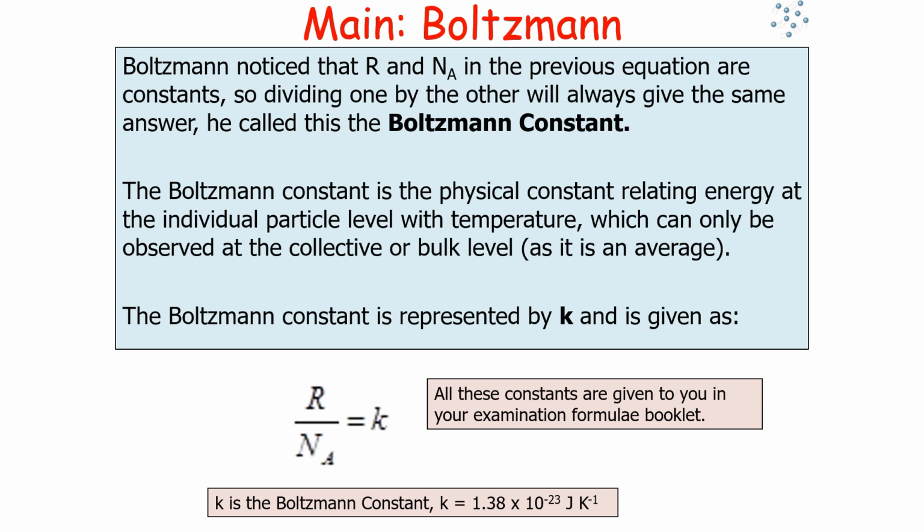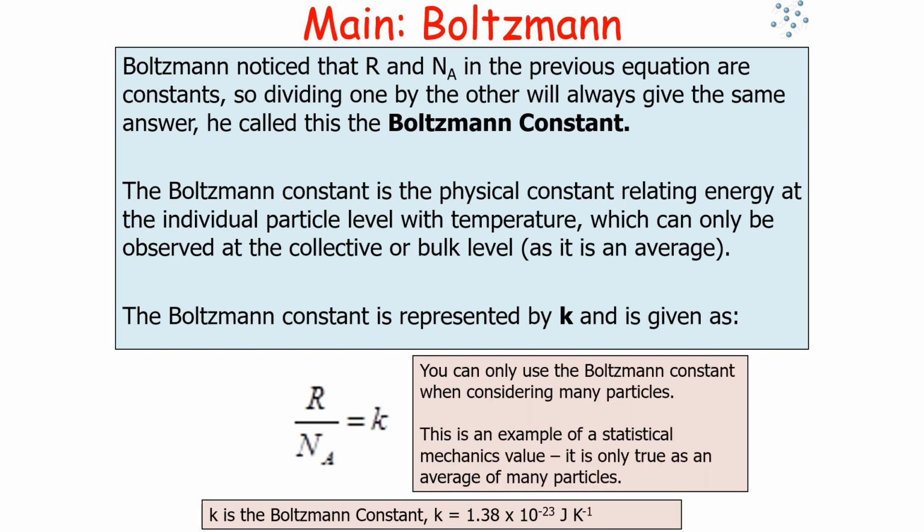Now all these constants, K, R and Na, are given to you in your examination formula booklet. Now K, the Boltzmann constant, is 1.38 times 10 to the minus 23 joules per Kelvin. So what that is telling you is that basically when you raise the temperature by 1 Kelvin, each individual particle will receive an extra 1.38 times 10 to the minus 23 joules worth of energy. Now remember, you can only use the Boltzmann constant when considering many particles. It's an example of a statistical mechanics value. It's only true as an average of many particles.